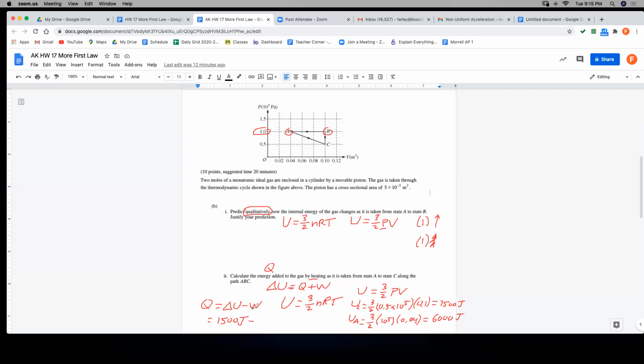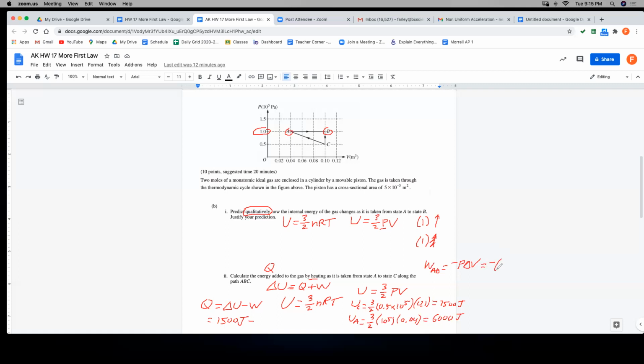But I also want to figure out what W is. So again, we're going from A to C. Now, we know that from B to C there's no W, so no work. So I can just figure out the work from A to B, because there is no work from B to C. So that's just going to be equal to negative P delta V.